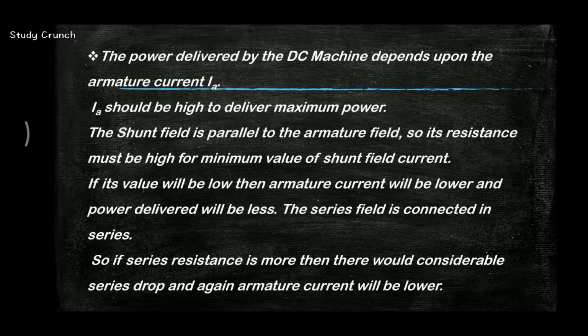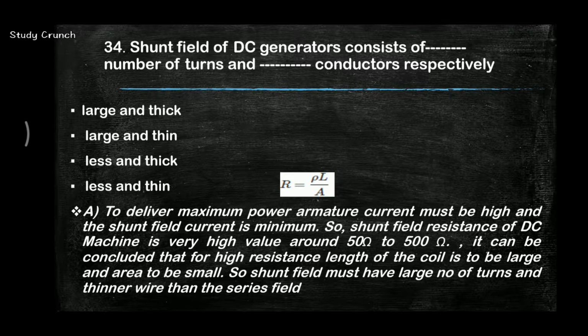Next. Shunt field of a DC generator consists of large number of turns and thin conductor respectively. We know that the formula is R is equal to rho L by A. So to deliver the maximum power, the armature current must be high and the shunt field current is minimum. So the shunt field resistance of a DC machine is very high, the value is around 50 to 500 ohms. It can be concluded that for high resistance, the length of the coil is to be large and the area to be small.